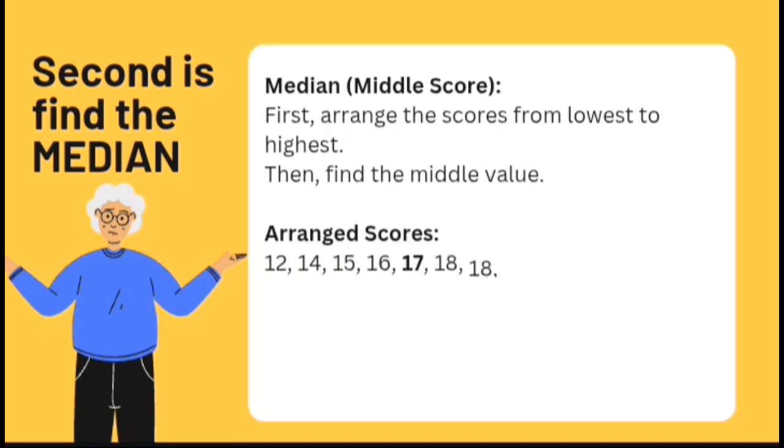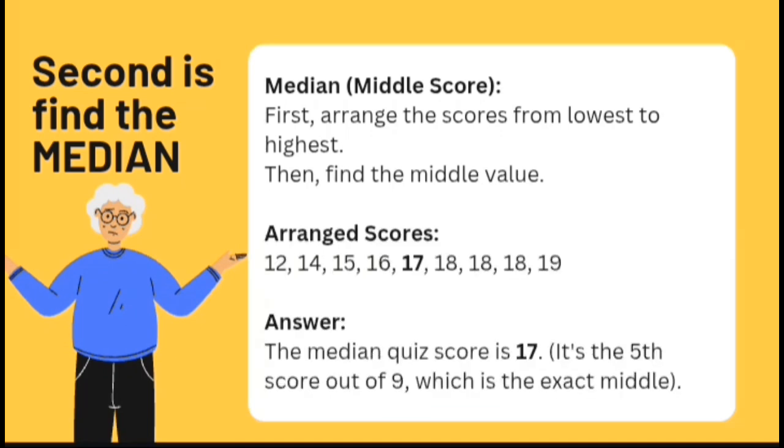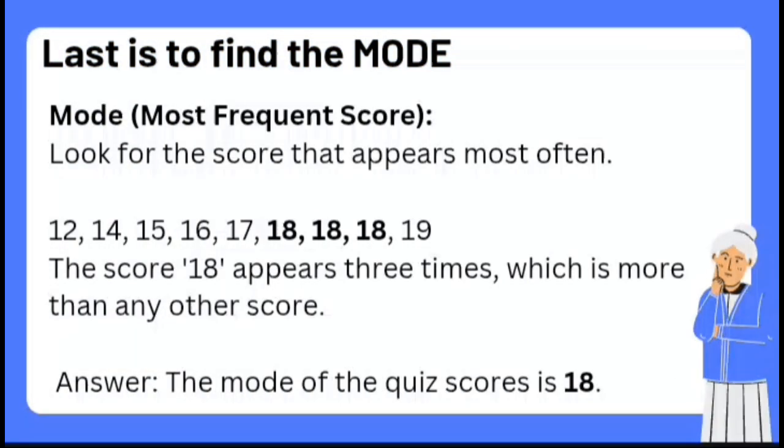Second is to find the median. The median is the middle score. First, arrange the scores from lowest to highest, then find the middle value. As you can see, the median score is 17 because it's the fifth score out of 9, which is the exact middle.